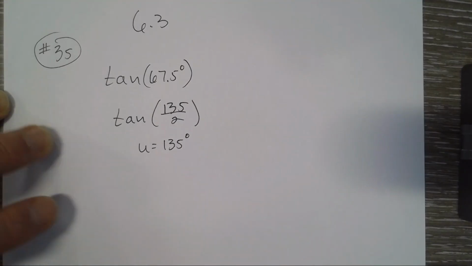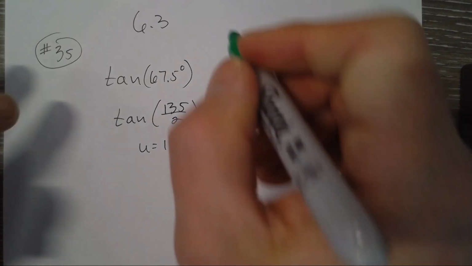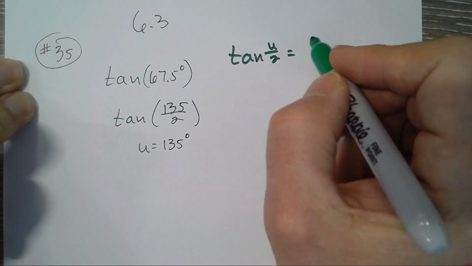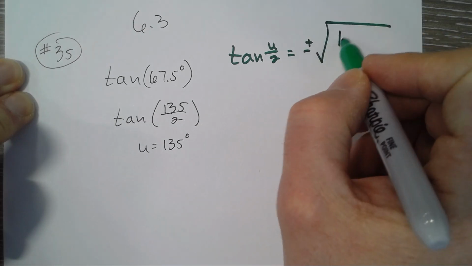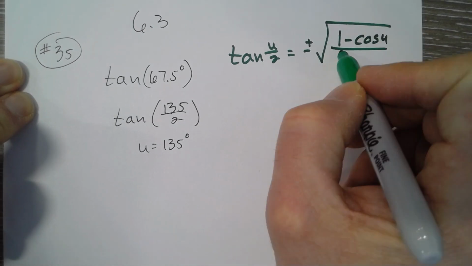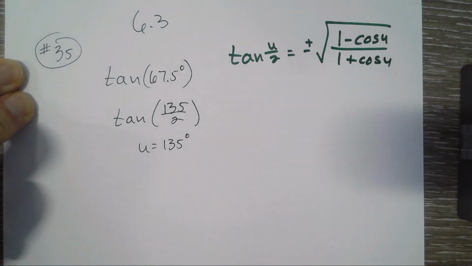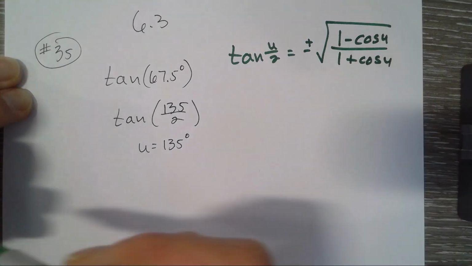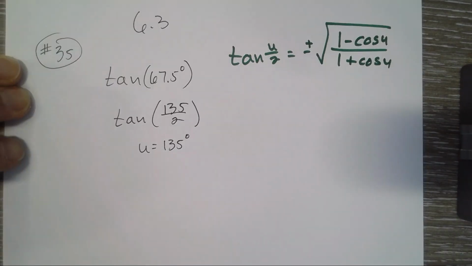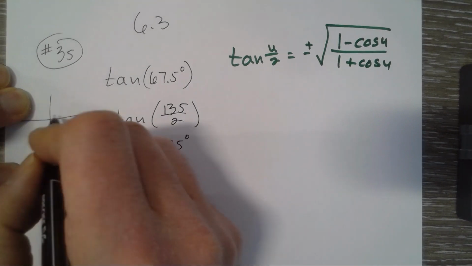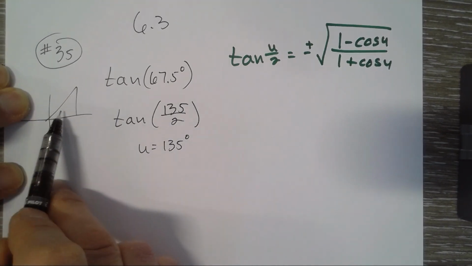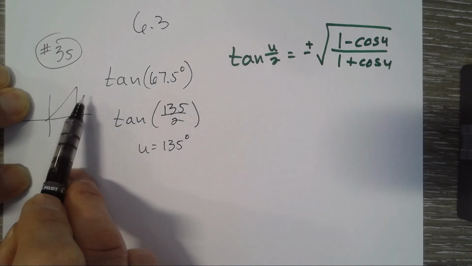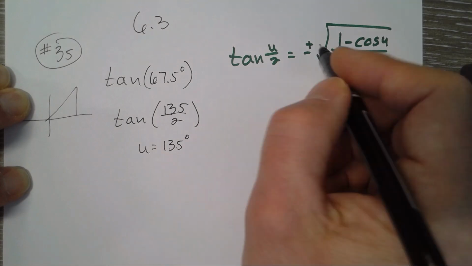And we know that the tangent of u over 2 is equal to plus or minus the square root of 1 minus cosine of u over 1 plus cosine of u. That's our formula. So are we going to do positive or negative? Well, we're figuring out the tangent of 67.5 degrees. That's in quadrant 1, and so the tangent of any angle here is always going to be positive. Tangent of 67.5 is in quadrant 1, opposite over adjacent is going to be positive. So we choose the positive square root.